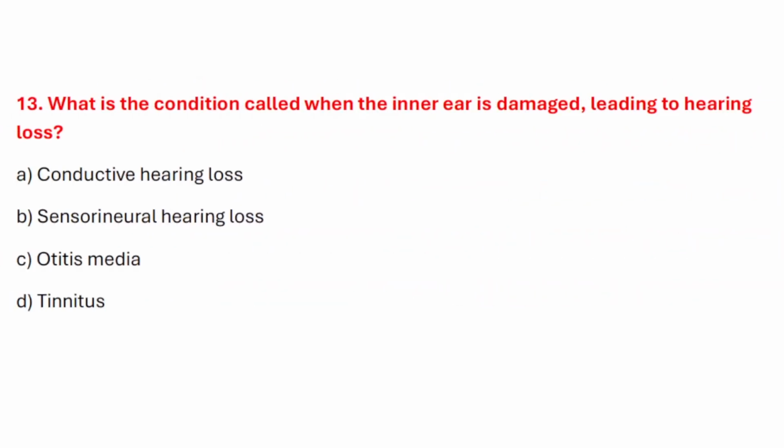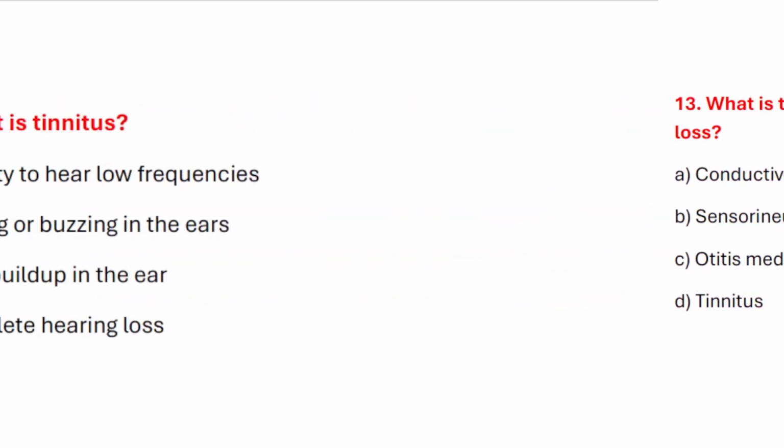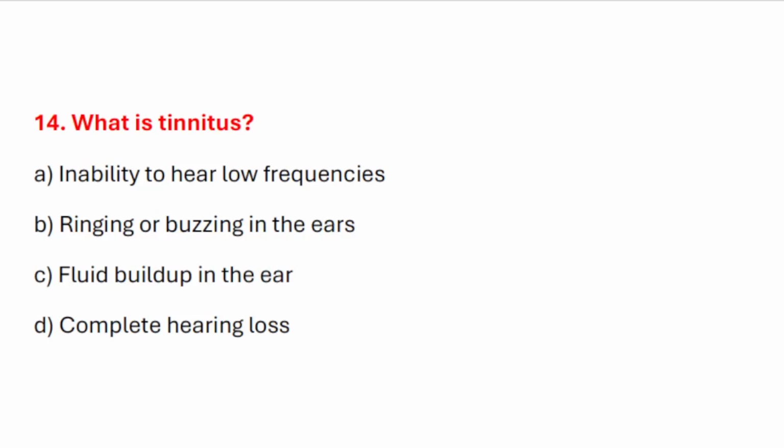Question number 13. What is the condition called when the inner ear is damaged, leading to hearing loss? Correct answer is option B, sensorineural hearing loss. Question number 14. What is tinnitus? Correct answer is option B, ringing or buzzing in the ears.